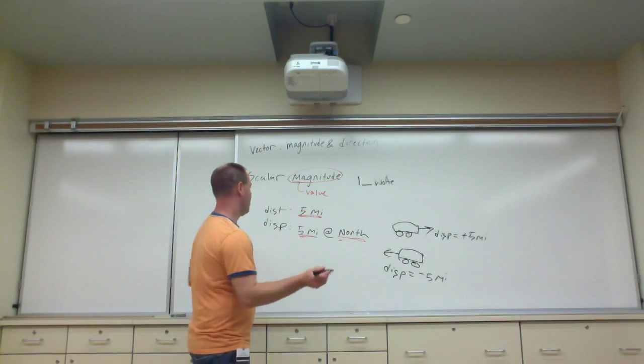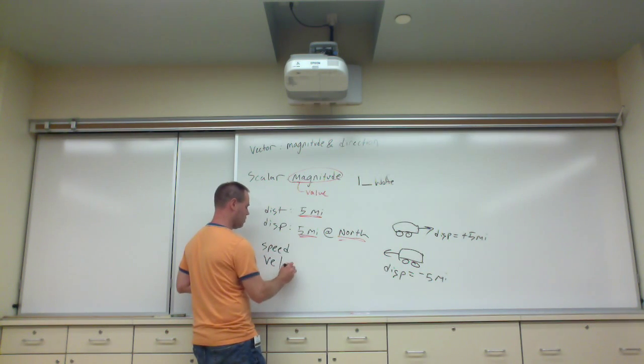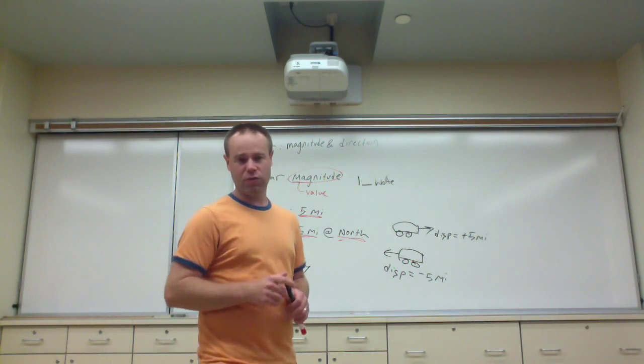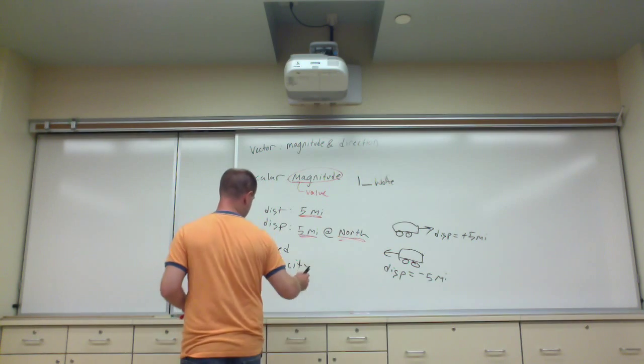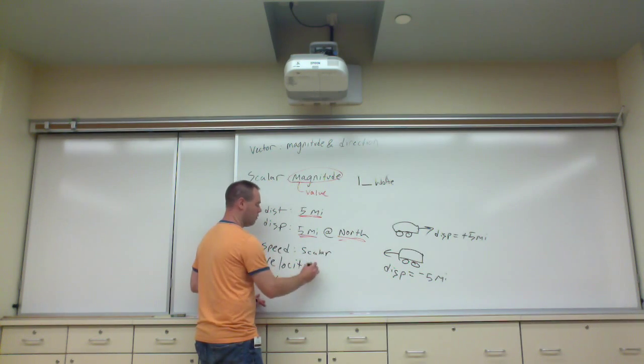So, take a quick guess. We've also got something called speed and velocity and acceleration. Which of those do you think are vectors and which of those do you think are scalars? Turns out speed is a scalar and velocity is a vector.